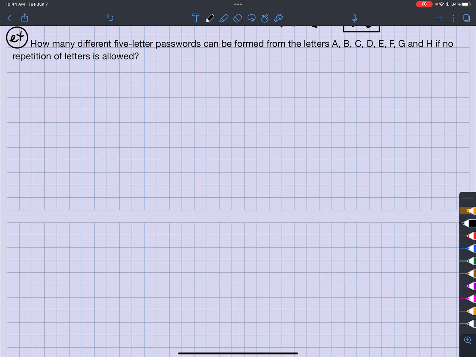All right, the last one. How many different 5-letter passwords can be formed from the letters A, B, C, D, E, F, G, and H? So how many letters do we have? We got 1, 2, 3, 4, 5, 6, 7, 8 letters, right? So we have a total of 8 letters, and we have to get a 5-letter password.